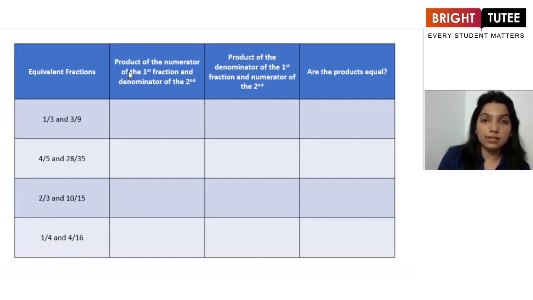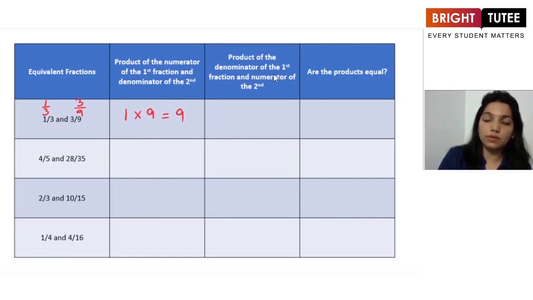The first box says the product of the numerator of the first fraction and the denominator of the second fraction. Here in the first fraction we have 1 over 3, and we have 3 over 9, right? So we take the numerator from the first fraction, that is 1, and multiply it with the denominator of the second fraction. So that is 1 multiplied by 9. What is the answer? It is 9.